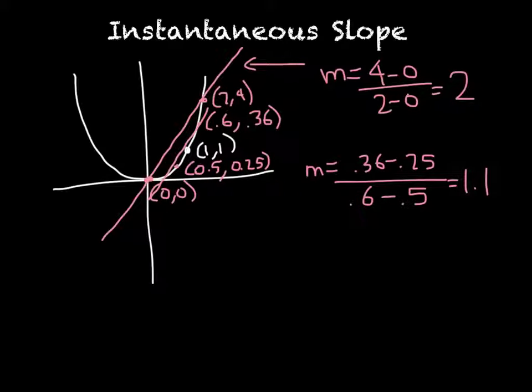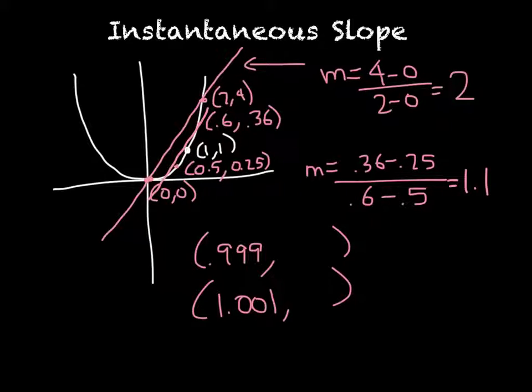What we can do then is bring these points extremely close to 1, 1. So for example, we could try something like plugging in 0.99 and 1.001 for our two x's, finding the y's for that, and then taking the slope. And that should give us a very good approximation of the slope at 1, 1.